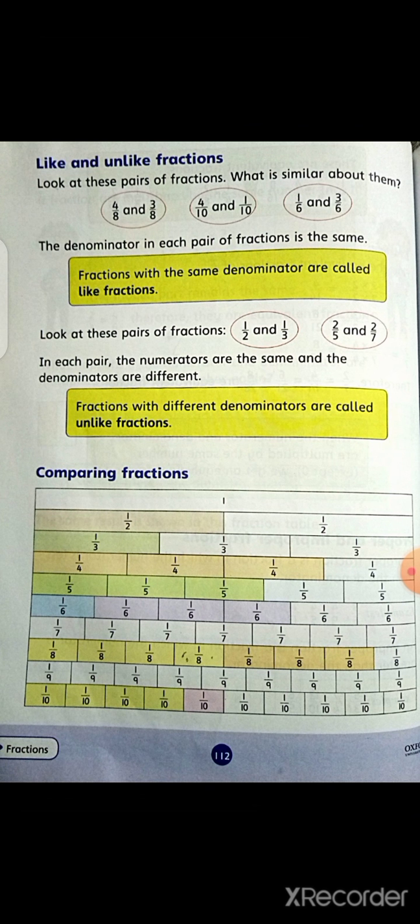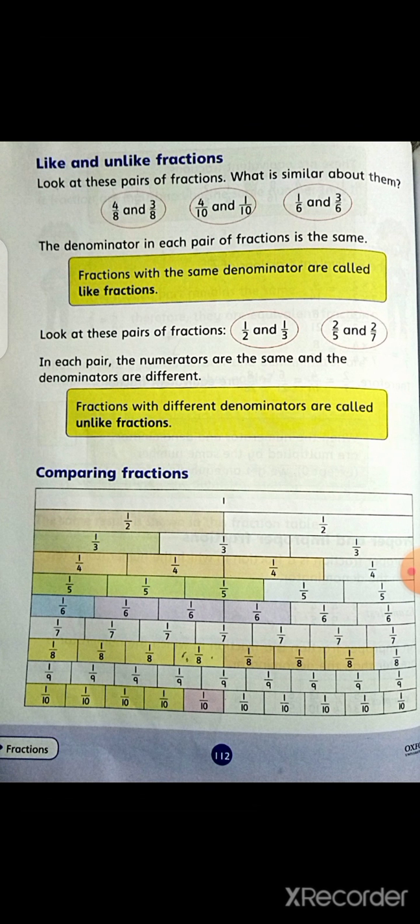Now comparing fractions. If you look carefully at this chart, there are 10 strips. The first strip is not divided, so that is 1. The second is divided into 2 equal parts, and in the same way the last one is divided into 10 equal parts. Compare 1 over 2 and 1 over 4. Which colored portion is greater? Very good, 1 over 2 is the greater part, and 1 over 4 is smaller.